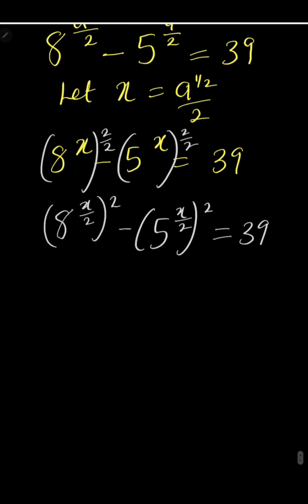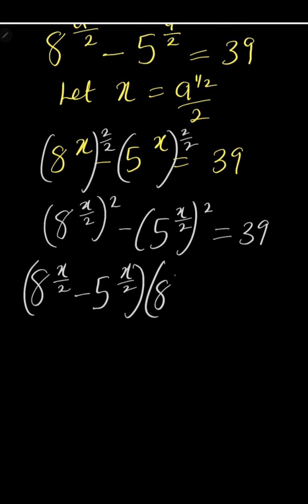Let's continue that way. This is now a difference of 2 squares, right? Because of the power of 2. So it can be written as 8 power x over 2 minus 5 power x over 2, into 8 power x over 2 plus 5 power x over 2. Everything is equal to 39.